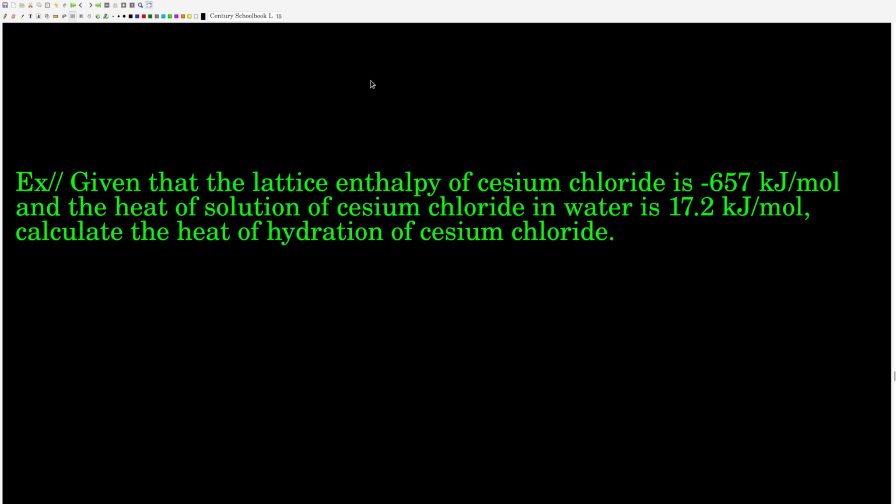So we're given the lattice enthalpy of cesium chloride as negative 657 kilojoules per mole, and we're told that the heat of solution, this is the overall process we're talking about here, is positive 17.2 kilojoules per mole. We want to calculate the heat of hydration, or solvation, of cesium chloride. So why don't you go ahead and work this out, and when you get an answer, come on back. Welcome back.